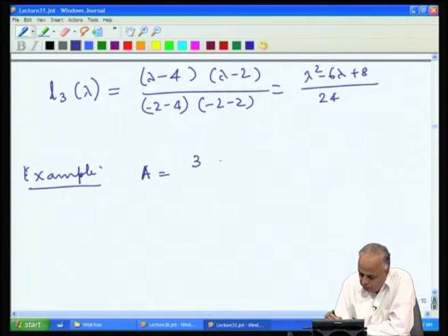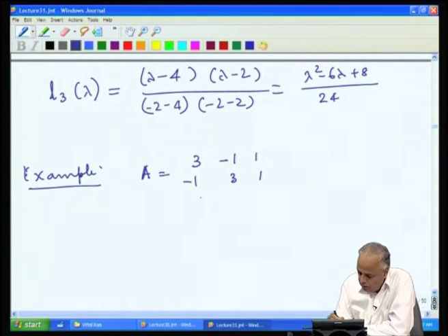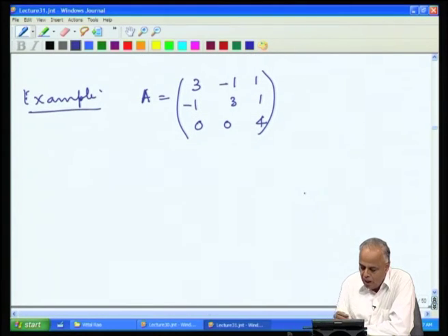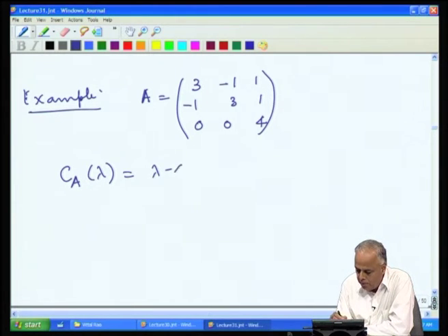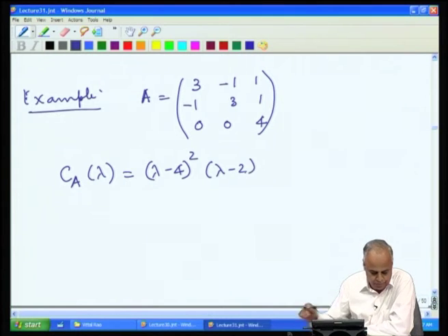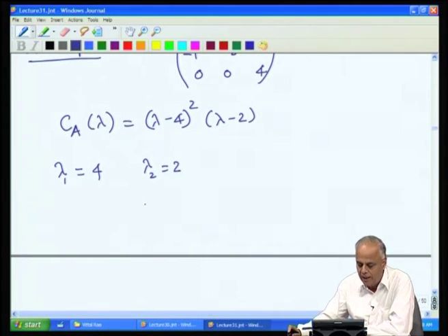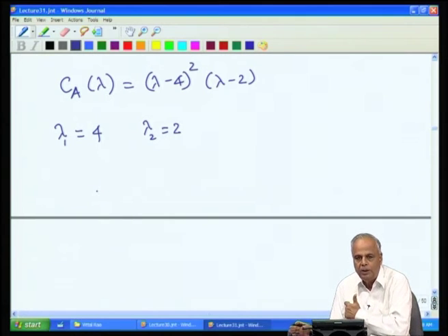A is 3 minus 1 1, and then minus 1 3 1, 0 0 4. This is another example which we have seen in the previous lecture, and we found that the characteristic polynomial is lambda minus 4 the quantity squared into lambda minus 2, and therefore, the eigenvalues were lambda 1 equal to 4 and lambda 2 equal to 2. There are only two distinct eigenvalues now. The eigenvalue 4 repeats twice. So, the distinct eigenvalues are 4 and 2.